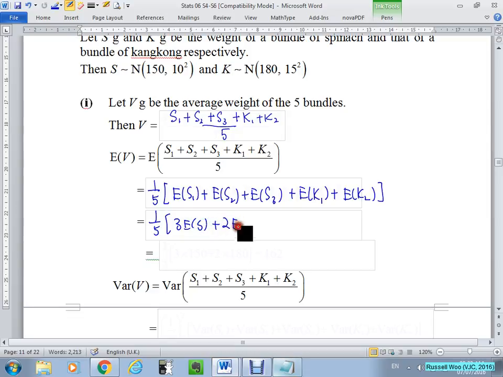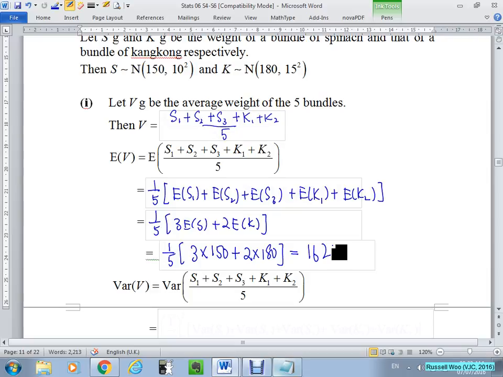Plus 2 expected value. Okay. Now, of course, I write a bit more in lectures so that we can all see how we arrive at the answer. It's important. Then finally we put the numbers in: 3 times 150 plus 2 times 180. Then we get 162. Of course, this is the final answer that we're interested in.